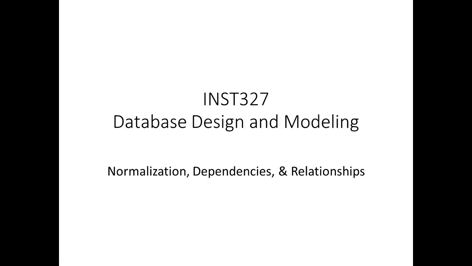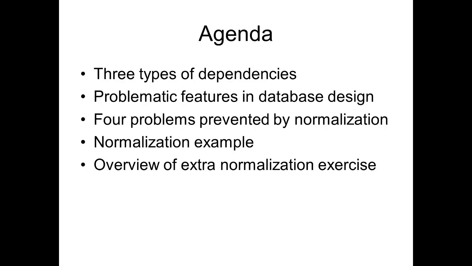In this video, we'll look at a range of issues that might be present in the design of a database, why those issues might pose certain problems, and how to approach resolving those issues using a method called normalization. We will start by defining three types of dependencies in relational databases. Then we will look at a range of problems that might be present in the design of a relational database. And we will continue exploring how normalization can resolve those problems.